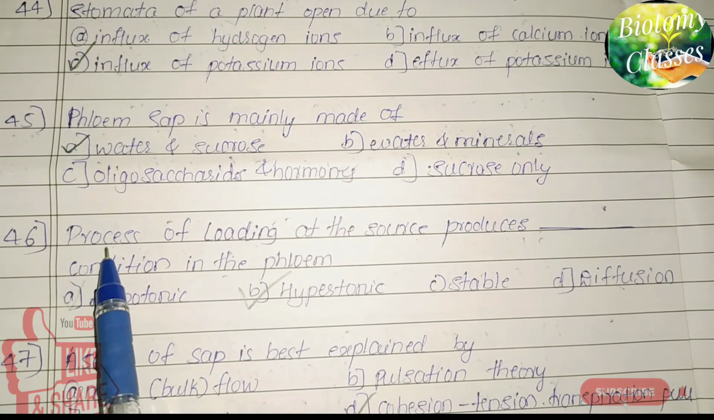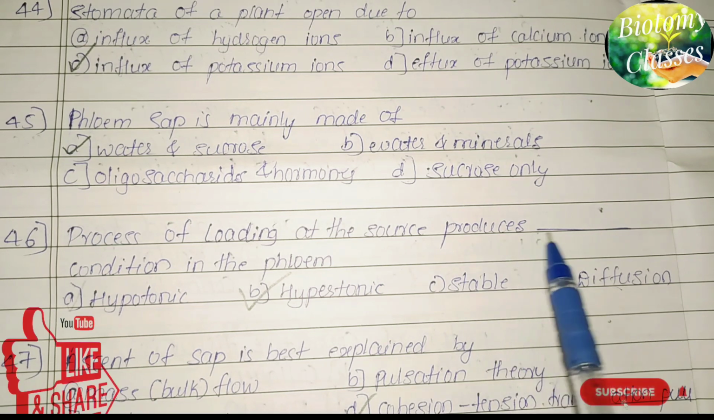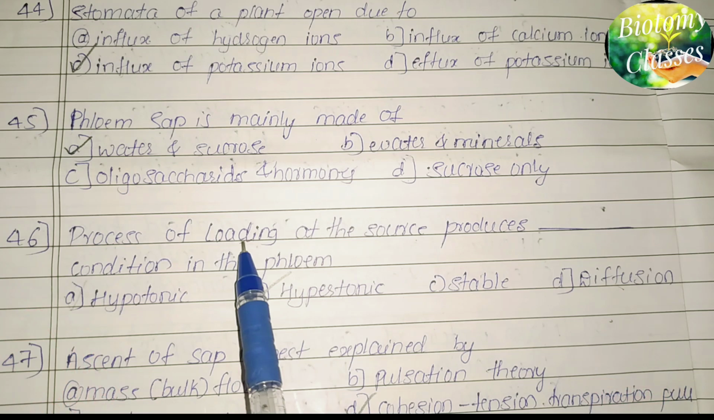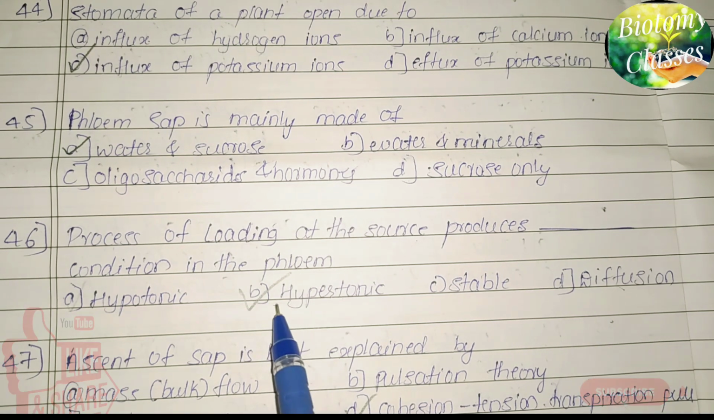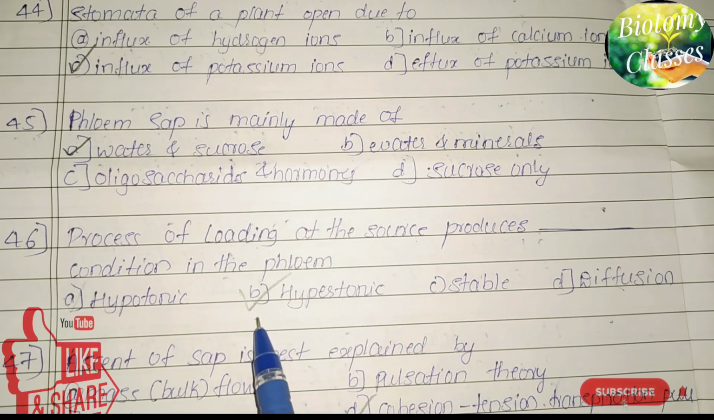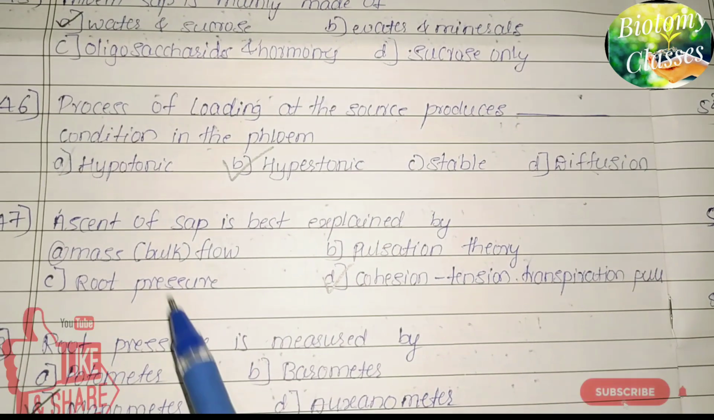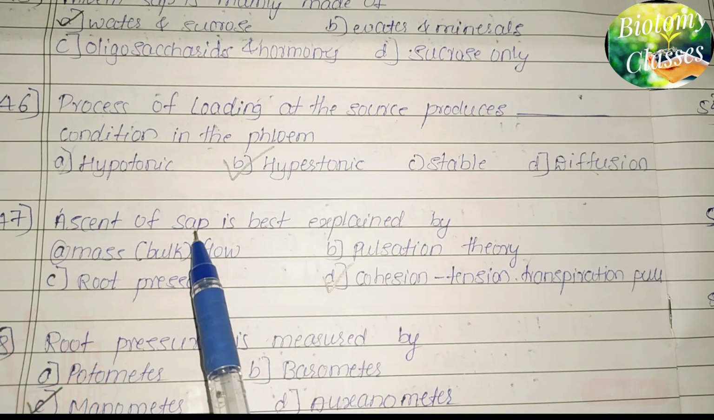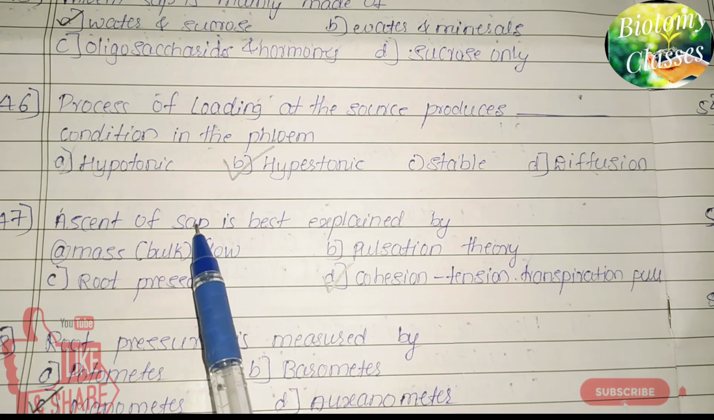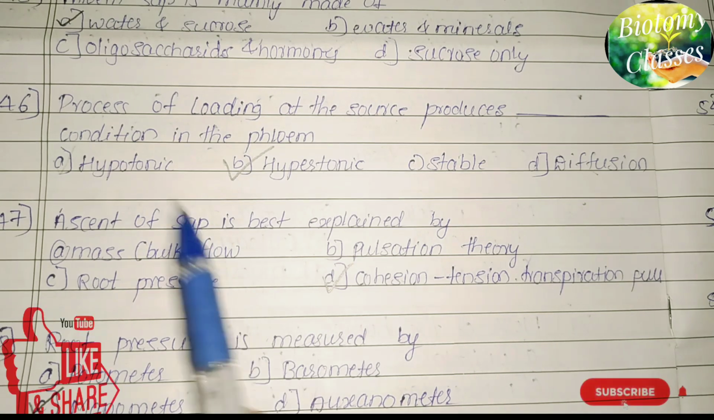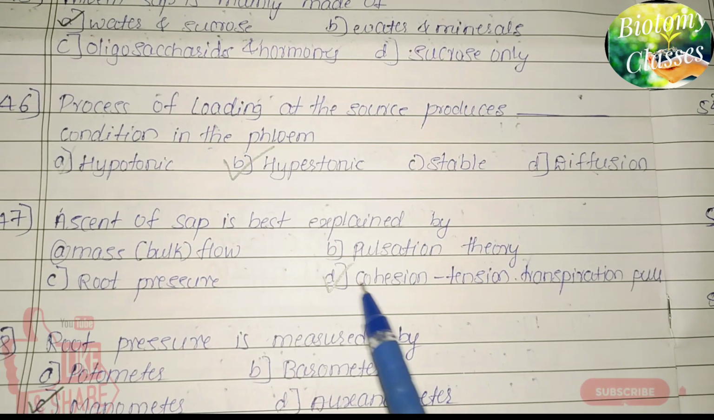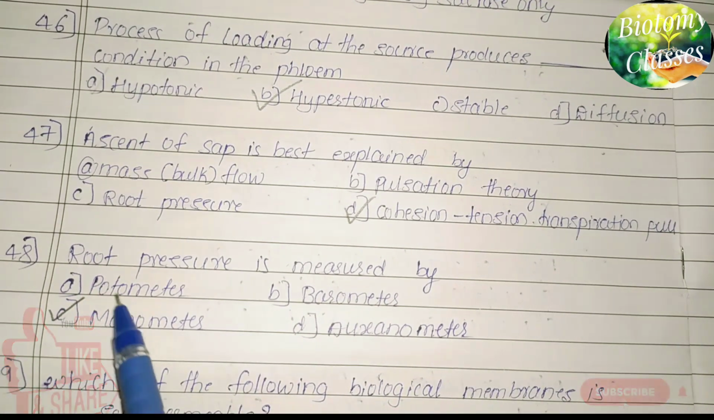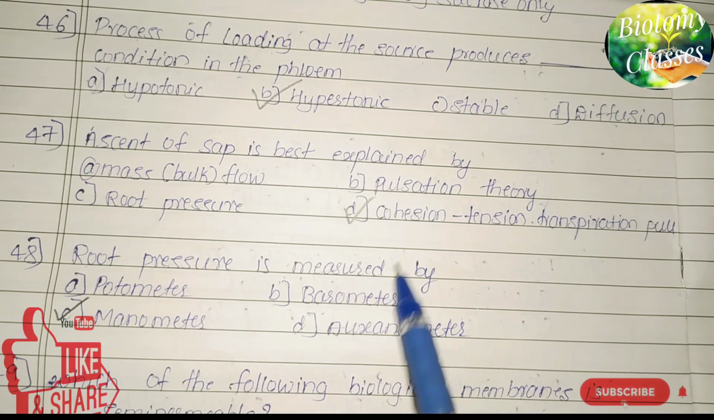46th question. Process of loading at the source produces dash condition in the phloem. So entry of minerals to the phloem produces the hypertonic condition. So B is the right answer. 47. Ascent of sap is best explained by cohesion, tension, transpiration pull theory. Ascent of sap means movement of water and minerals from lower to higher level. So D is the right answer. 48th question. Root pressure is measured by.